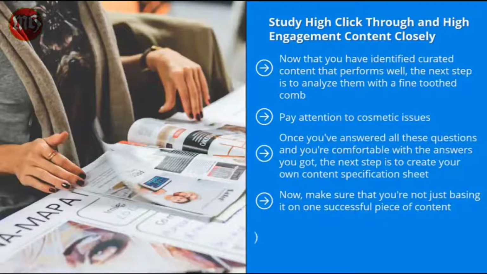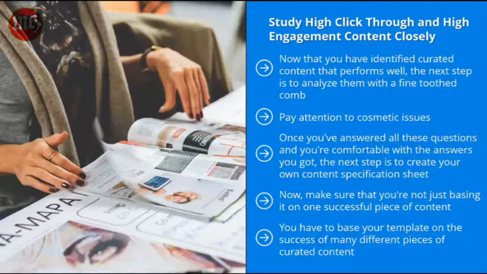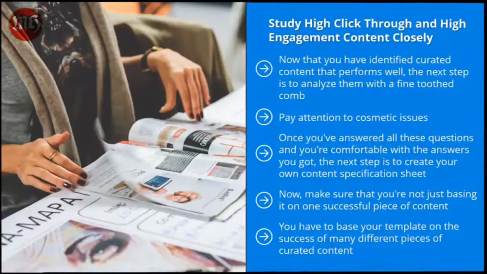That's not going to help you. You have to base your template on the success of many different pieces of curated content. This way, you can be more confident of the fact that even if you barely comply with all the specifications, you would at least get some decent and positive results. Using the information above, create payload content.